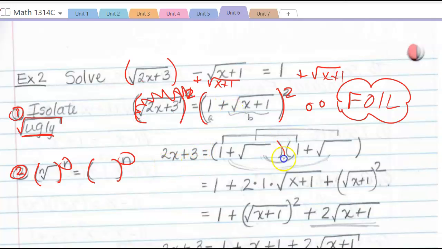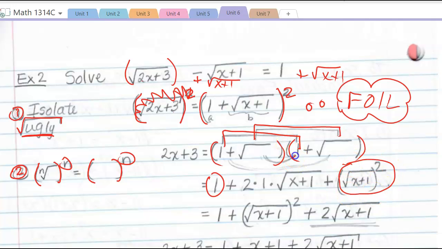Over here, I have to actually think of it as FOIL, so I'm going to have to multiply these guys. I'm going to multiply 1 times 1. That's how I got this one. I'm going to multiply the square root times the square root. Remember, we talked about those two canceling each other out. That would be this guy right here. And the inside, it's going to be one of the square roots, and the outside one also gives me another square root. So I'm going to get 2 of those square roots.